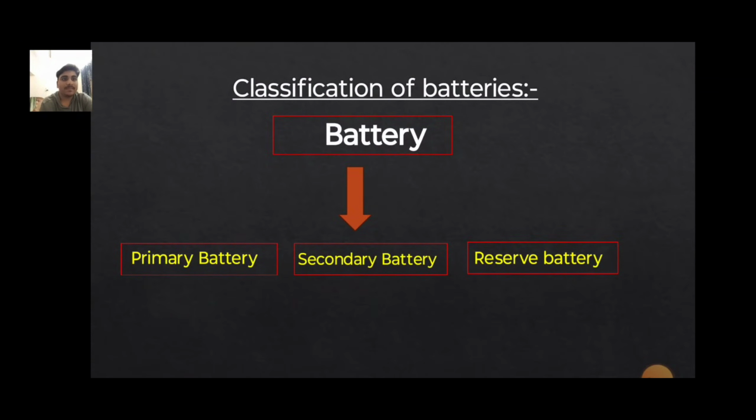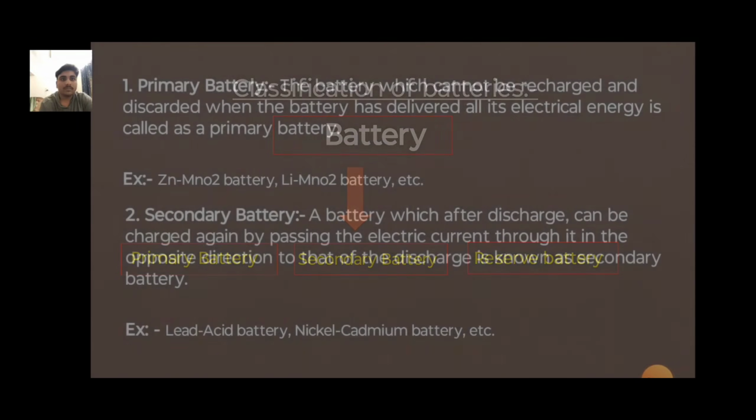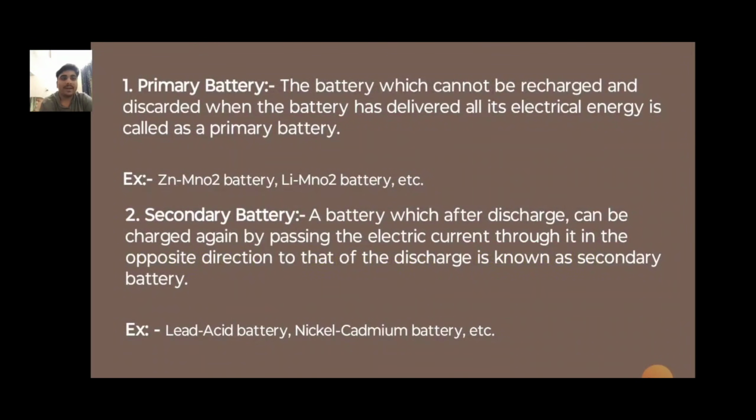Classification of batteries. Batteries are classified into three types, namely primary battery, secondary battery and reserve battery. Primary battery. A battery which cannot be recharged and is discarded when it has delivered all its electrical energy is called a primary battery. Example, Zn-MnO2 battery and Li-MnO2 battery, etc.